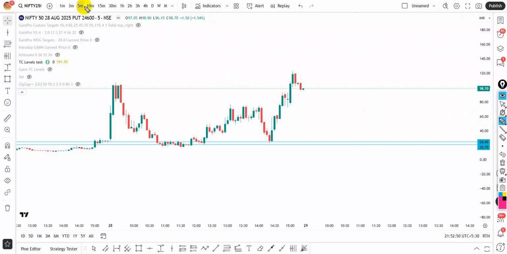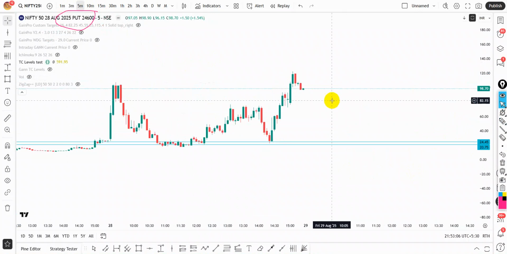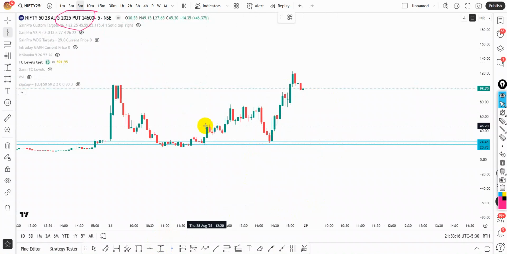put option of 24600. So this was the 15 minutes high low. It went up from here, and then again came down. Our timing candle was exactly at the 11:15 candle. If you take the 11:15 candle, let me just check. Yes, this is the 11:15 candle, right?